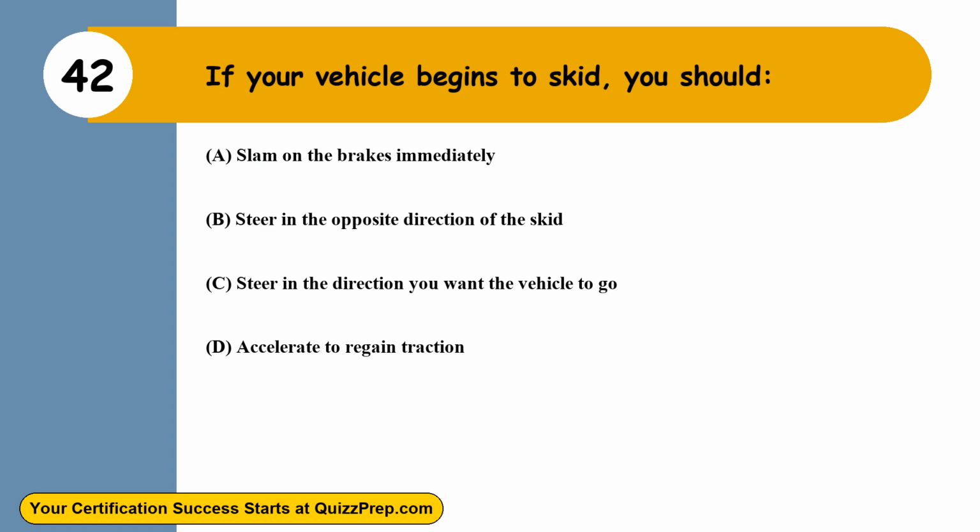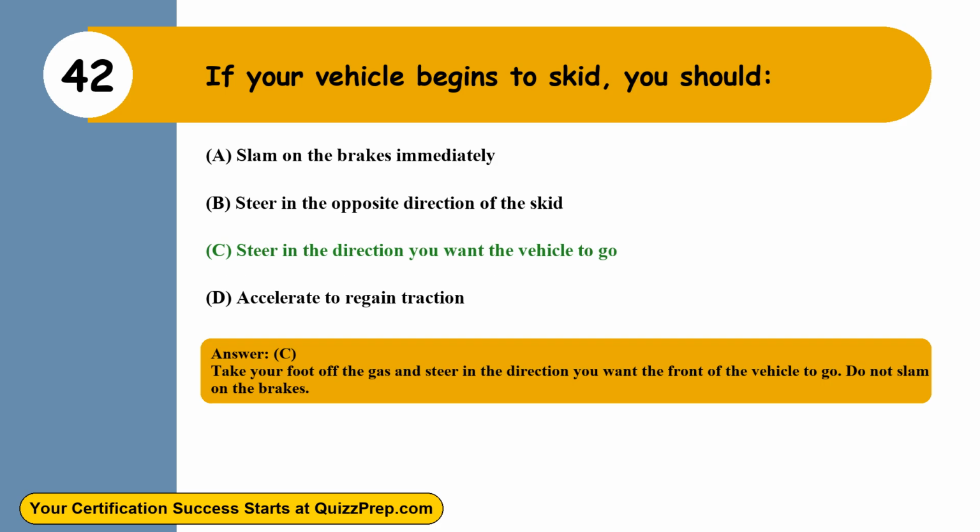Question 42. If your vehicle begins to skid, you should, option A, slam on the brakes immediately, option B, steer in the opposite direction of the skid, option C, steer in the direction you want the vehicle to go, option D, accelerate to regain traction. The correct answer is option C, steer in the direction you want the vehicle to go. Take your foot off the gas and steer in the direction you want the front of the vehicle to go. Do not slam on the brakes.